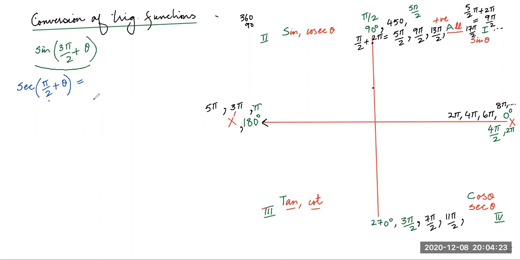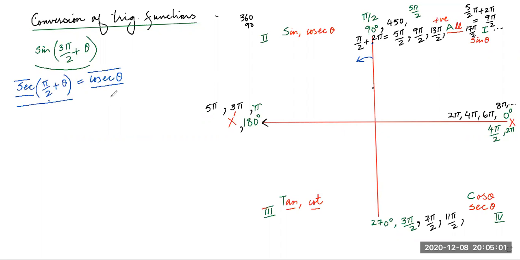Secant will convert to, as I just told you, co before secant. So it becomes cosecant theta. But I don't know whether it will be positive or negative; that I will just see. How will we see? Just see in which quadrant secant of pi by 2 plus theta lies. Pi by 2 plus theta will be in the second quadrant. Now Ishma, is cosecant theta positive or negative in the second quadrant?